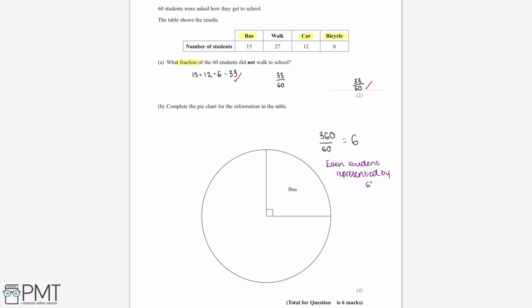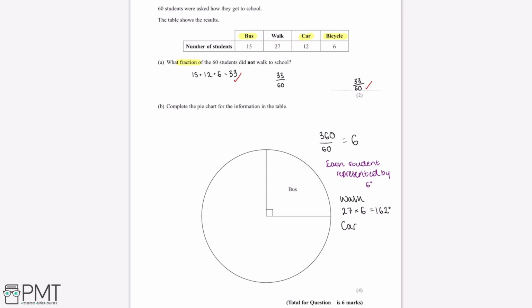And we can check this with the bus section of the pie chart. This right angle here means that this section is 90 degrees, and 6 multiplied by 15 is equal to 90. So we're going to need to do the same calculation for walk, car and bicycle. So if we start off with walk, we can use our calculator to work out 27 multiplied by 6. And 27 multiplied by 6 is equal to 162 degrees.